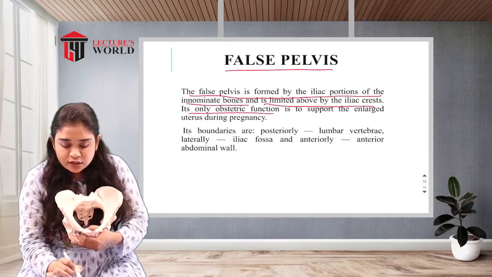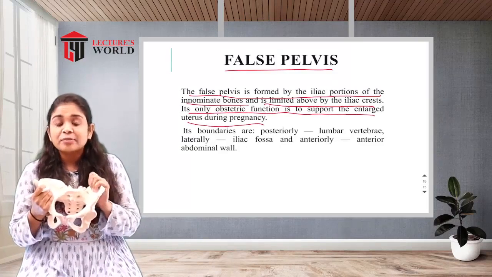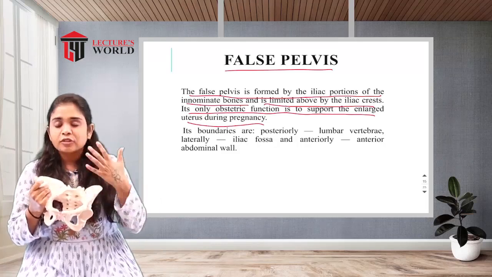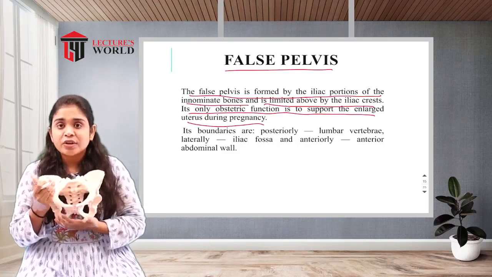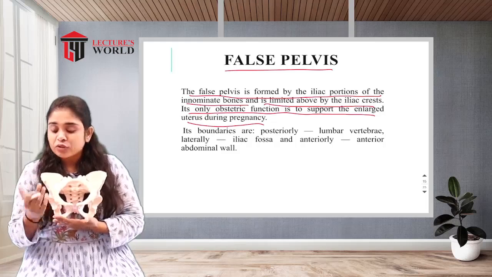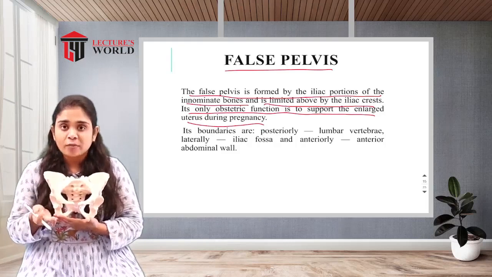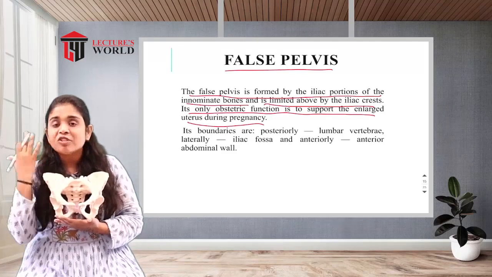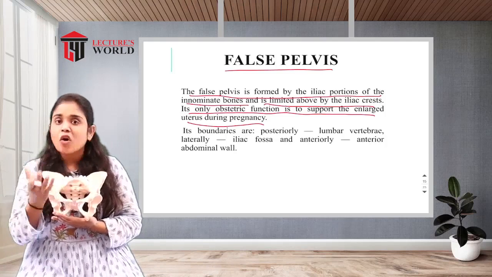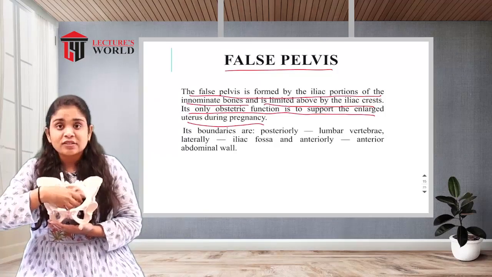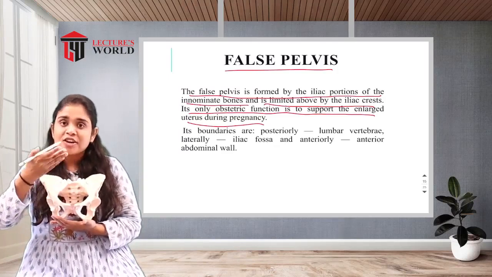Its only obstetric function is to support the enlarged uterus during pregnancy. During pregnancy, the uterus is going to provide a shelter, a home for the baby. That is the location where the baby is going to grow and develop. During the 9 months, the baby stays inside the uterus only. The uterus is going to enlarge because all the reproductive organs are located inside this pelvic bone. So the uterus will enlarge according to the months.